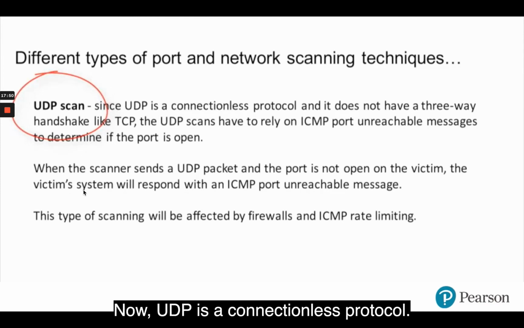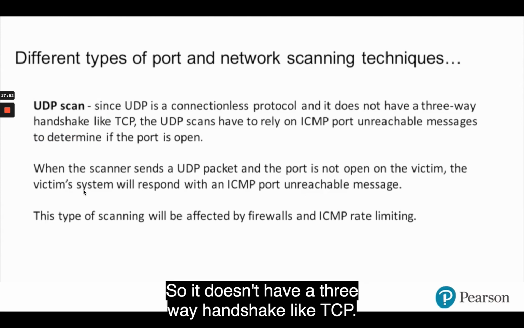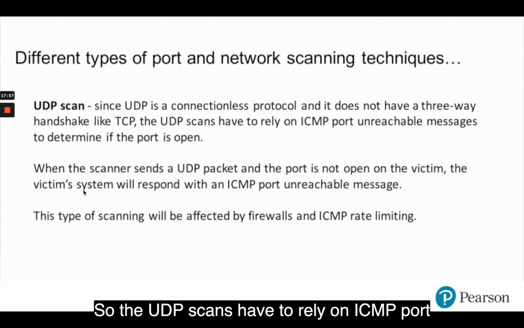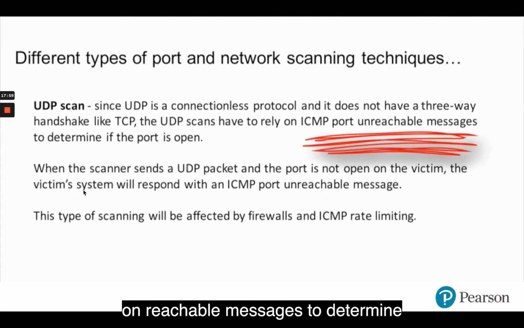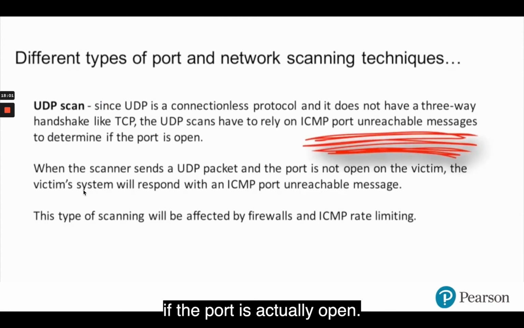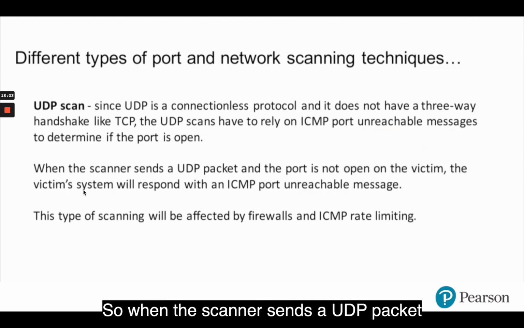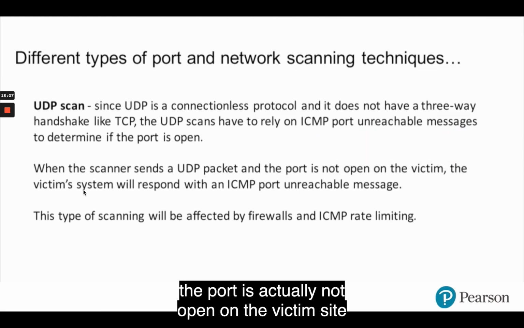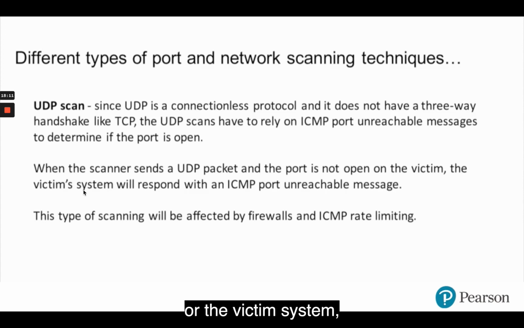Now there's a type of scanning that is called a UDP scan. Now, UDP is a connectionless protocol, so it doesn't have a three-way handshake like TCP. So the UDP scans have to rely on ICMP port unreachable messages to determine if the port is open. So when the scanner sends a UDP packet, the port is not open on the victim side or the victim system.